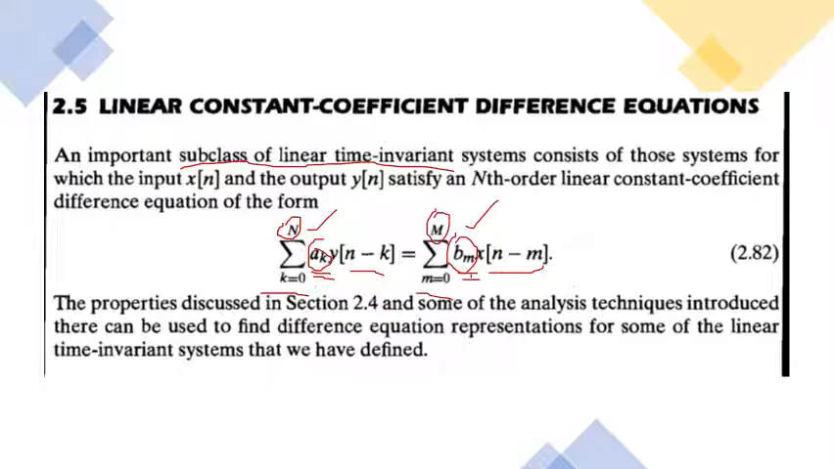Why do we say this is linear? Constant, these are constant coefficients, A k and B m. And difference because of the difference of output and input. Let's move on to the next slide and further explore this linear constant coefficient difference equation. We also call it LCCDE, linear constant coefficient difference equation.